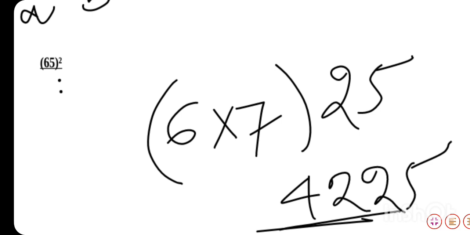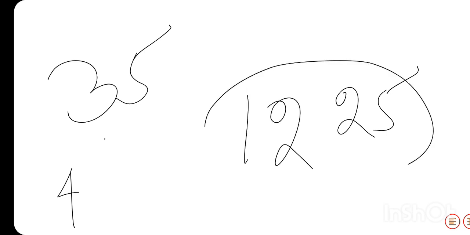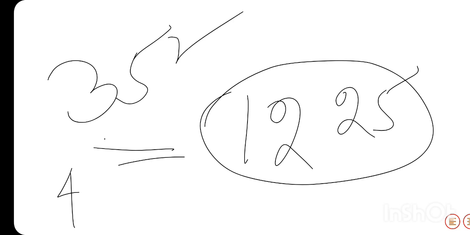Okay. Let's take another number. Just take 35. For 35, we will write the square of 5, which is 25, and we will multiply 3 and the number next to 3, which is 4. Then we will get 3 into 4 equals 12. We just write 12 here. It is the number we get if we square the number 35. Okay. Let's move to the next.